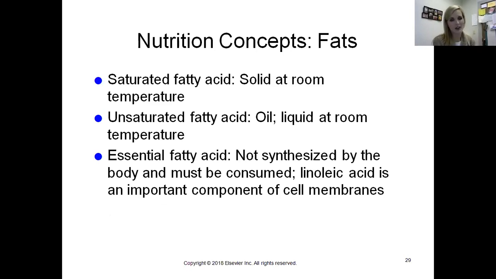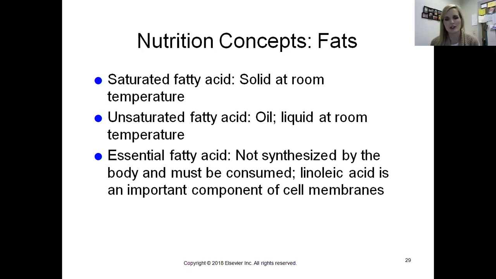Fats, then we have lots of different categories of fats. Saturated fats are solid at room temperature, whereas your unsaturated fats are oils, liquid at room temperature. So things like your vegetable oils and olive oils and things of that nature, whereas your saturated fats, we know that things like butter and margarines are more solid. So that's kind of getting a visual of the difference here.